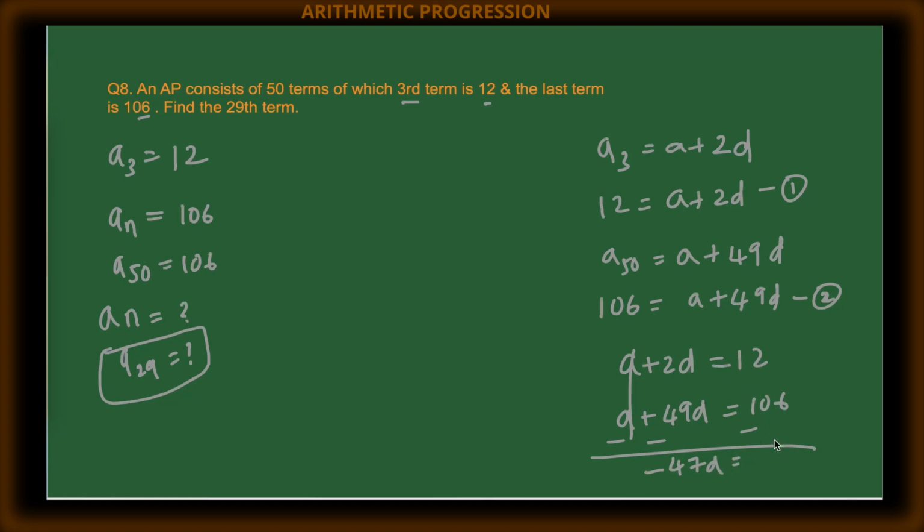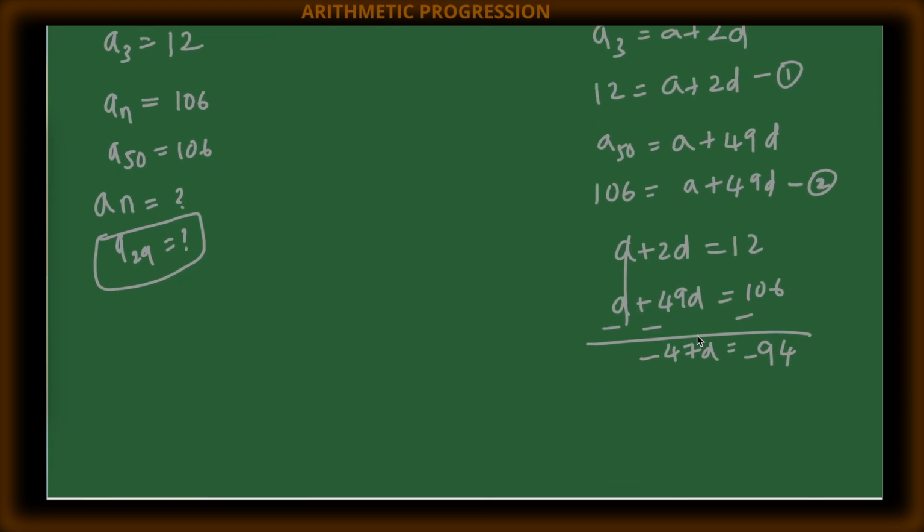Okay, so this becomes 12, so 4, 9, and the sign is minus. Let's bring it a little further. Minus minus gets cancelled. D is equal to 94 divided by 47. Does it go 7, 14? Yes, so it goes 2 times. So D is equal to 2. So we got D.